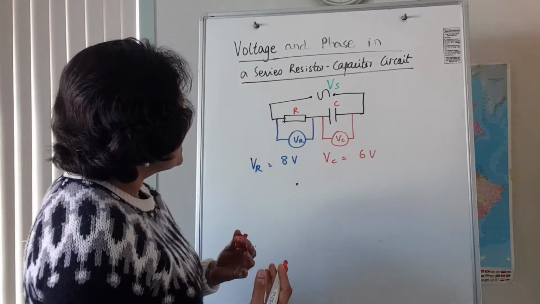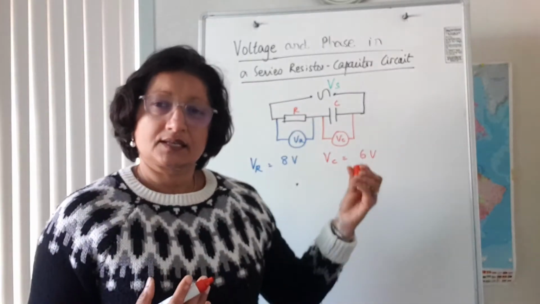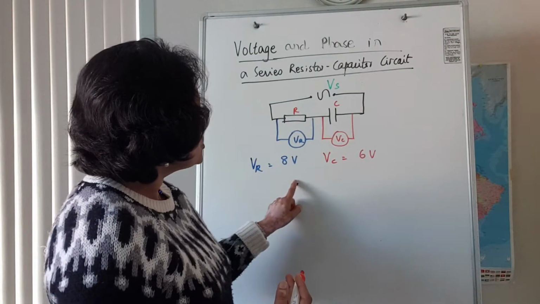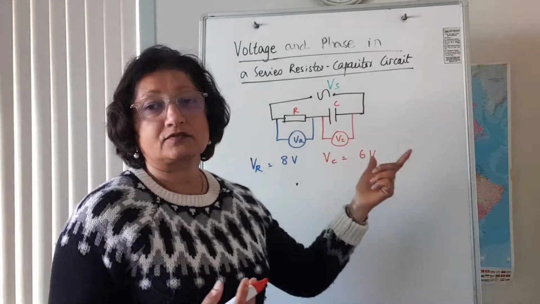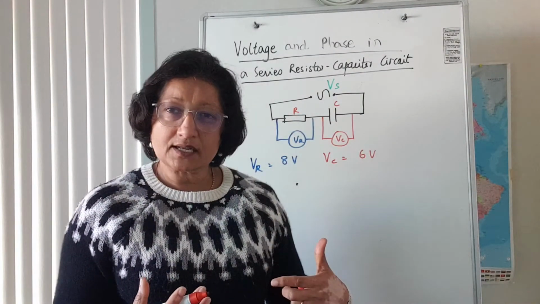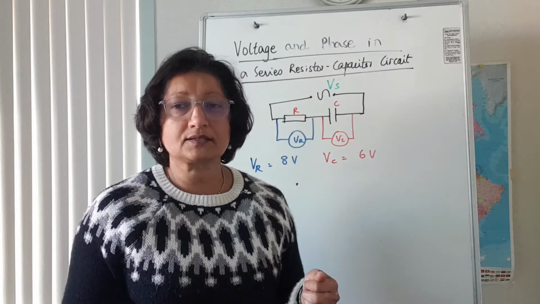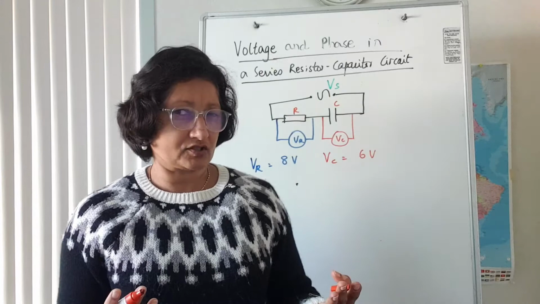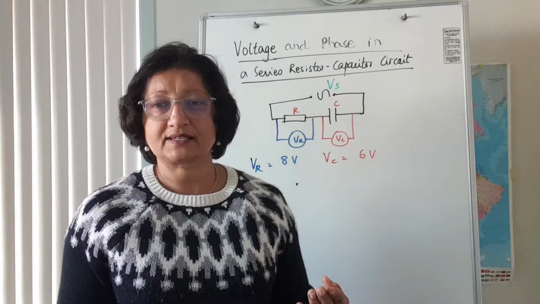So you would expect the supply voltage to be the sum of these two voltages. So 8 plus 6, you'd think it's 14 volts. But if you actually put a voltmeter across the supply, you don't see 14 volts, you only see 10 volts. And you think, how come that's happening?